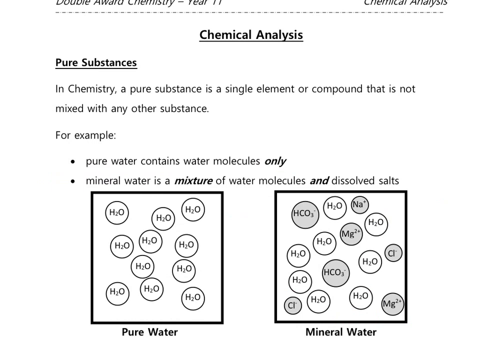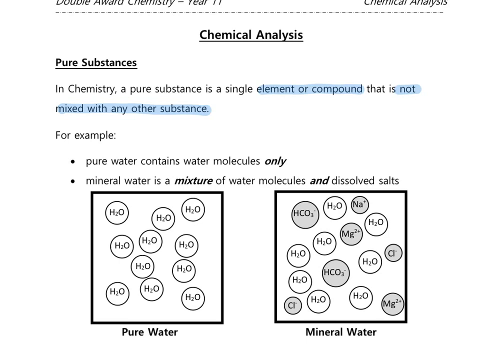So over onto page 3 then, let's talk about this idea of pure substances. So we said the first section of our topic looks at pure and impure substances. So in terms of chemistry, a pure substance is a single element or compound that is not mixed with any other substance. So it can be an element or a compound, but it just must not be mixed with any other substance. So we can have an element, we can have a compound, but we can't have a mixture. That's essentially it. So let's look at pure water, for example.